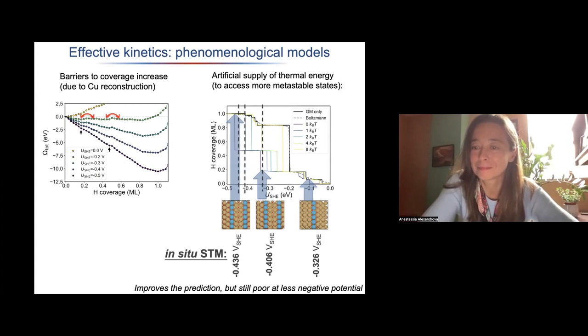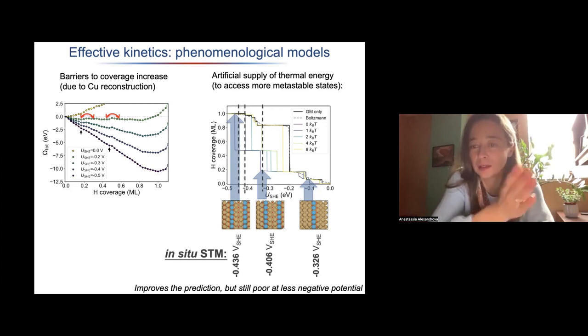Yeah, I have a quick question for Anastassia. Simply a curiosity, do they have experimental indications of a role of kinetics in the reconstruction of the copper surface, the row reconstruction? It's all indirect, like this, what I just showed you with this STM.